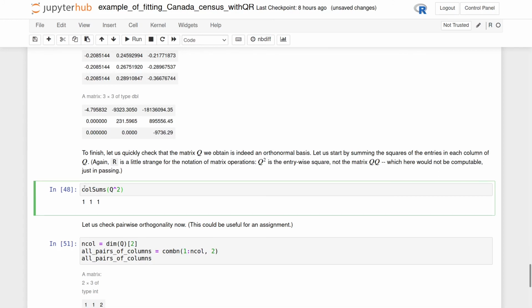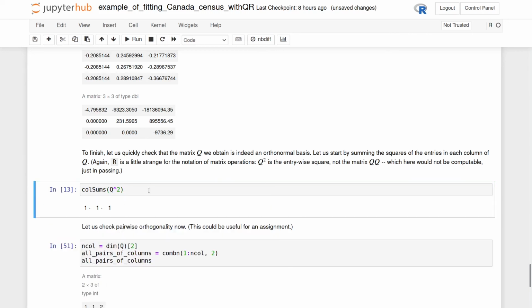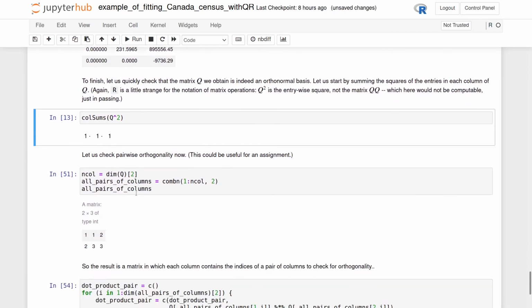And then I can use the function colSums, which, as you can guess, sums the columns, to get the sum of each column. And I can see that when I do colSums of Q squared, so of the entries in the square, I get 1, 1, 1. Okay, so this is nice. We know that the columns have norm 1, so this has produced the result we want.